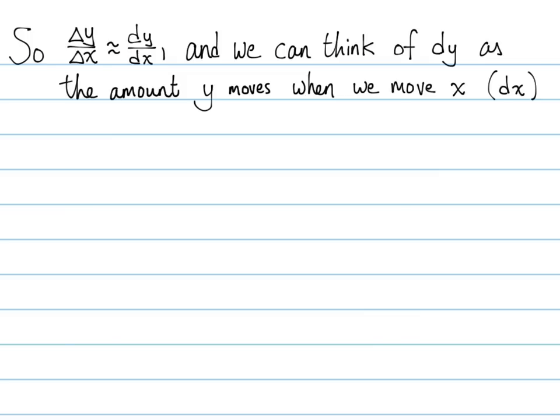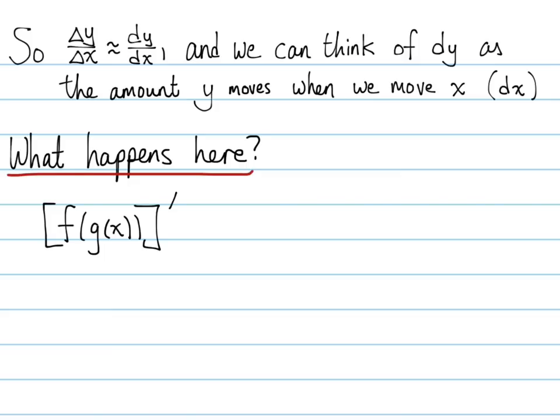Now, delta y over delta x is approximately equal to dy over dx, right, those are about the same. dy dx is the actual derivative, and delta y over delta x is an approximation of the derivative, so we can think of dy as the amount y moves when we move x, which is dx.